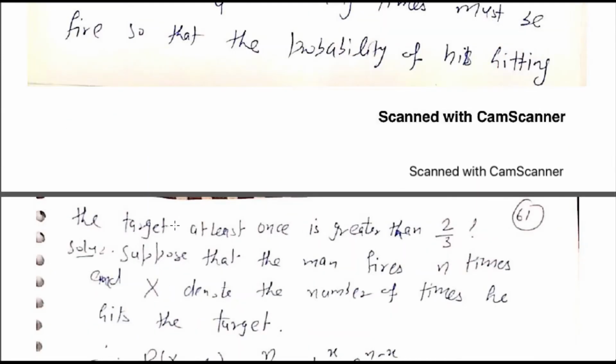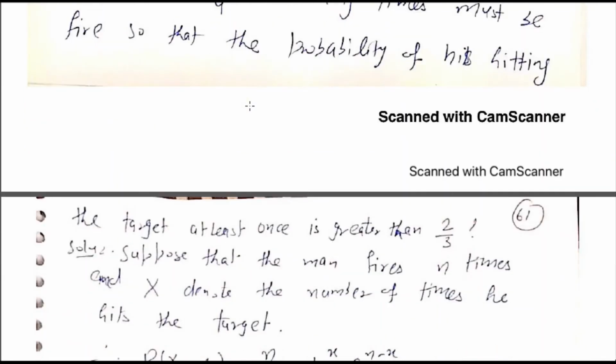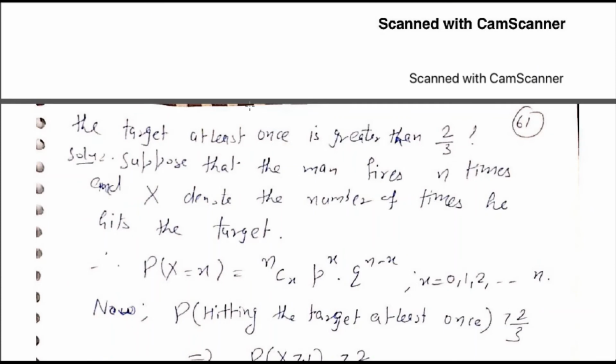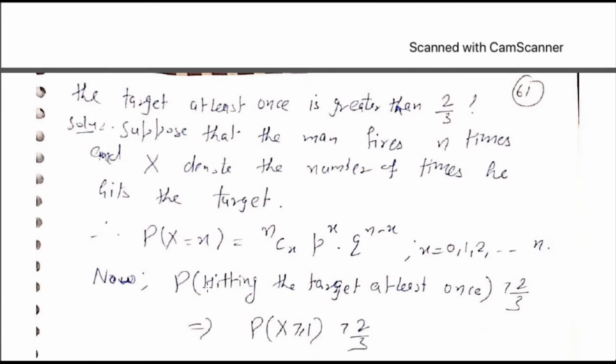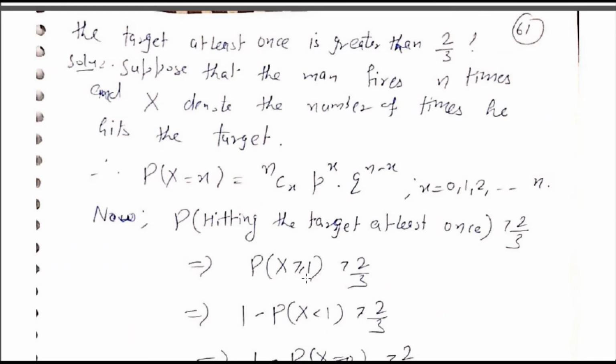Here the probability of hitting the target, small p, is 1 by 4. Then what will be the value of small q? That is equal to 1 minus p. So 1 minus 1 by 4 is equal to 3 by 4. So small p value is 1 by 4 and small q value is 3 by 4. So now the probability of hitting the target at least once should be greater than 2 by 3. So the probability of hitting the target at least once, meaning probability of x greater than or equal to 1, is greater than 2 by 3.